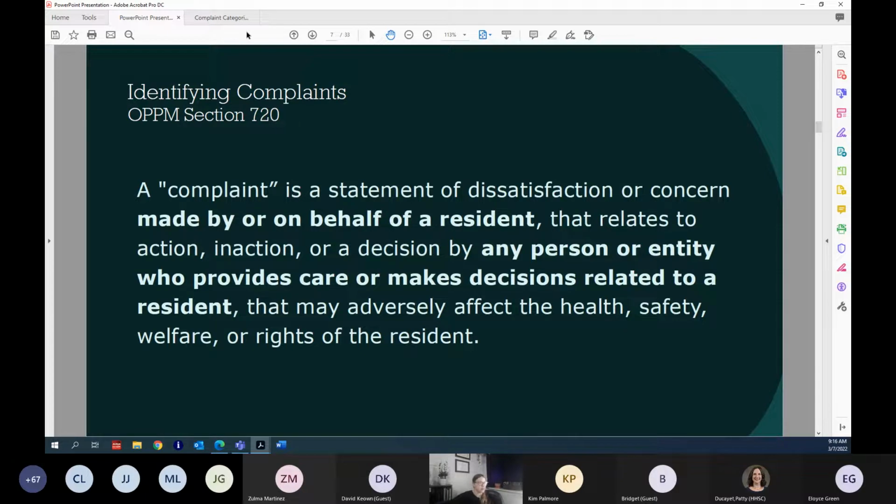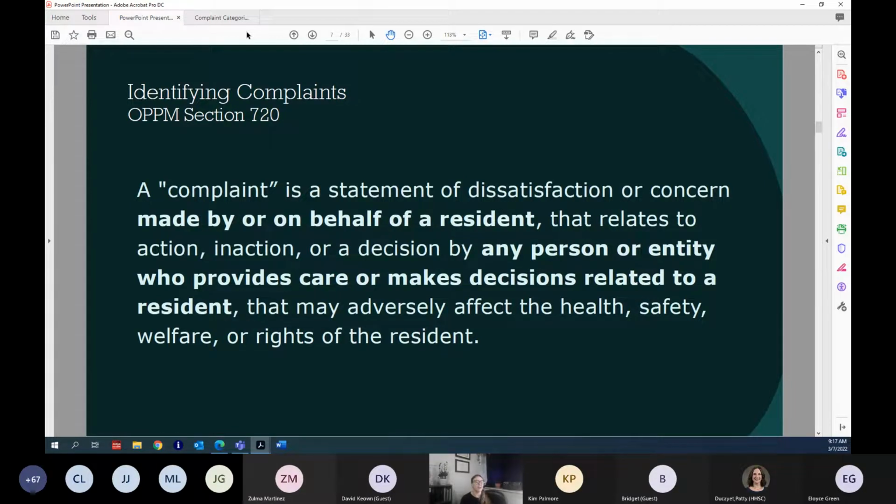Moving right along. Now we're going to talk about what is a complaint. As you can see, there is an actual definition of a complaint, which is a statement of dissatisfaction or concern made by or on behalf of the resident that relates to action, inaction, or a decision by any person or entity who provides care or makes decisions related to a resident that may adversely affect the health, safety, welfare, or rights of the resident.